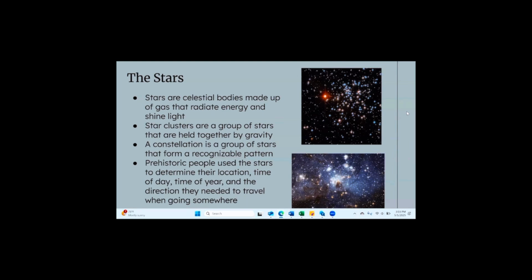Next, we're just going over stars in general. So stars are celestial bodies that are made up of gas, and they radiate energy and they shine light. There are kind of 2 different groupings of stars. The first one is called a star cluster, and they are just groups of stars that are held together by gravity in just a little cluster. Then a constellation is a group of stars that form a recognizable pattern. So instead of just being clustered together, they have a very distinct shape. Prehistoric people would use the stars to determine their location, the time of day, time of year, and the direction they need to go if they were traveling anywhere.